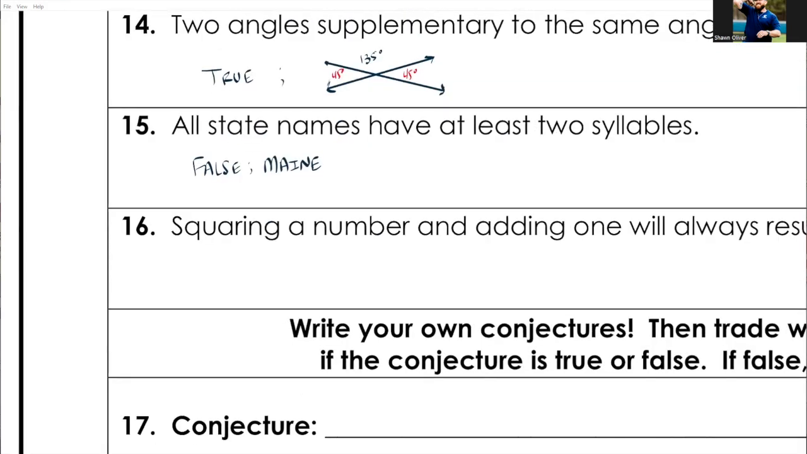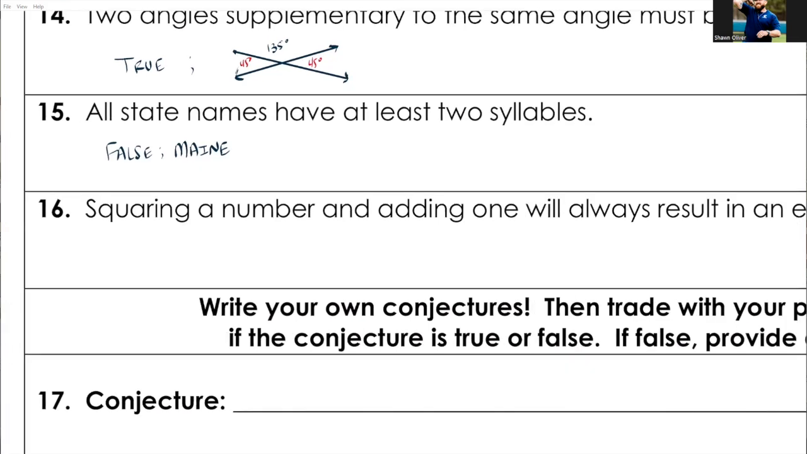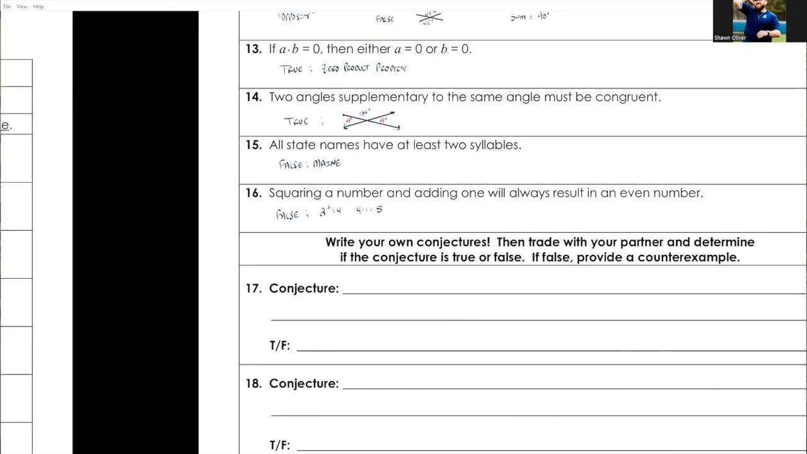All right, and then number 16, we've already seen this before. Squaring a number and adding 1 will always result in an even number. If we're going to say false, we have to provide why. Okay. 2 squared is 4. 4 plus 1 is 5. Is that an even number? Nope. Perfect. We figured it out.